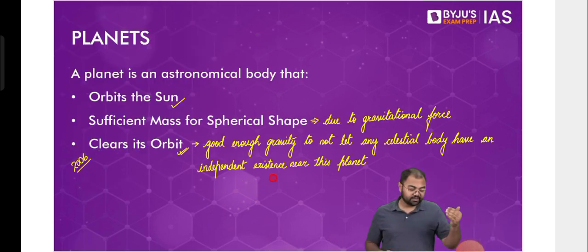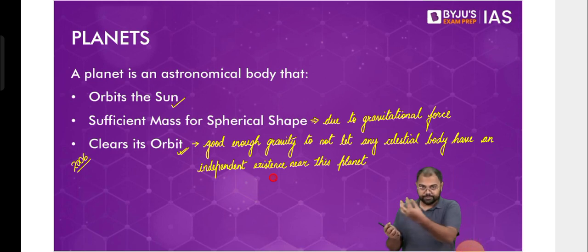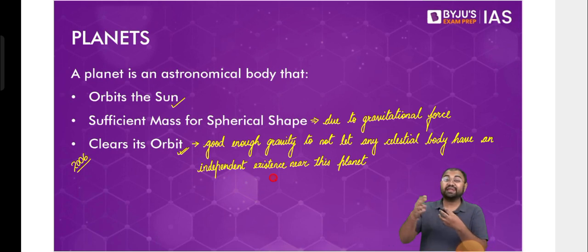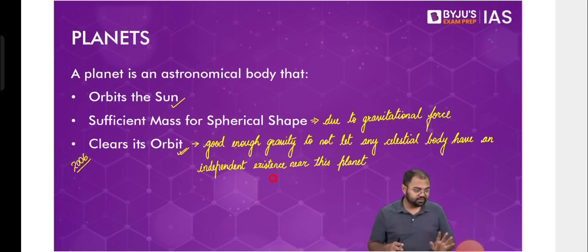So that's why more than the first and the second point, the third point is important. That third point simply says that in the orbit of this planet, there should not be any other celestial body which is near this planet. And if there is something near this planet, it should be revolving around this planet just like a moon, just like a satellite. So it should not have an independent existence near this planet. That is what it means by clearing the neighborhood or clearing the orbit. So this is how we define planets.